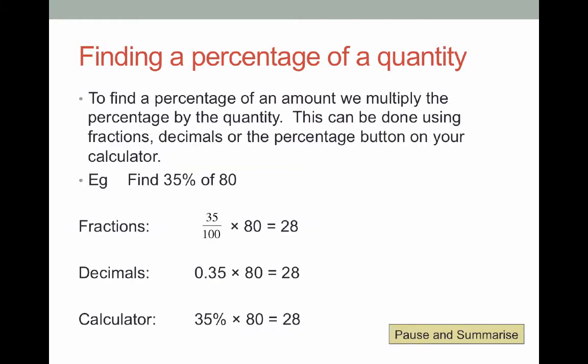Here's what I'd like you to pause and summarize. The example on how we found 35% of something, you don't have to use all three of these examples. All you need to use is the one that you find is best for you. I personally like using the percentage button on the calculator, but you might find that writing it as a decimal or even writing it as a fraction is better for you.